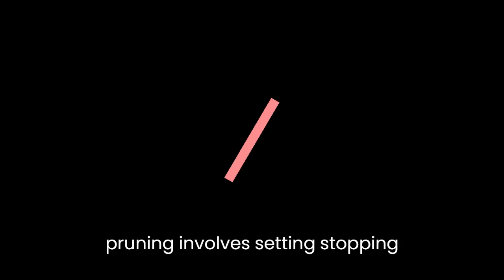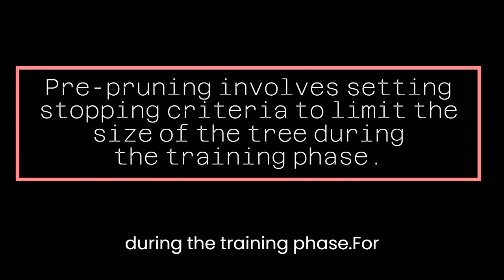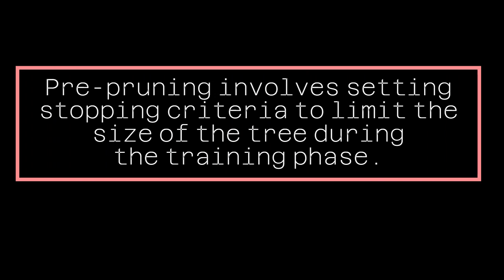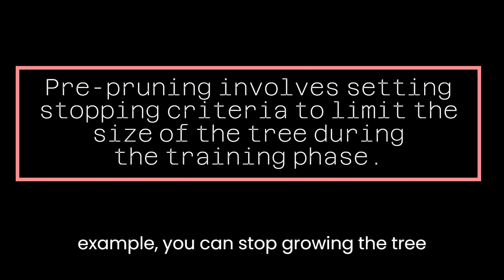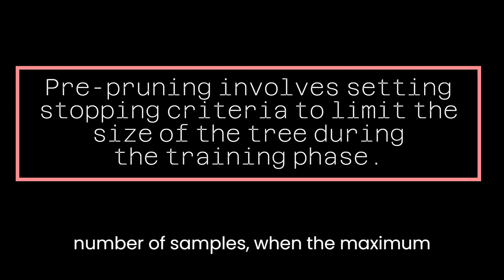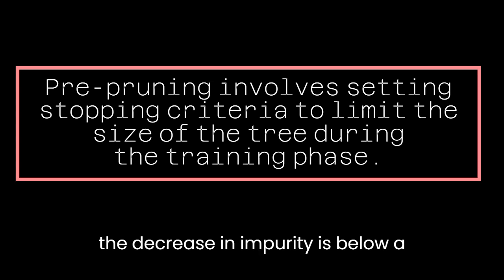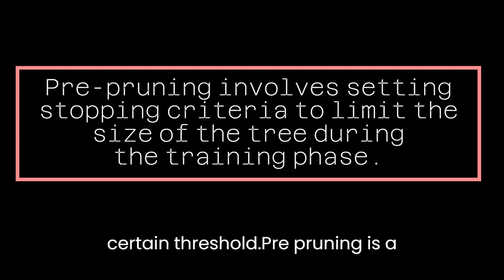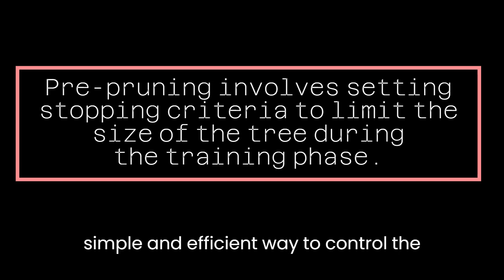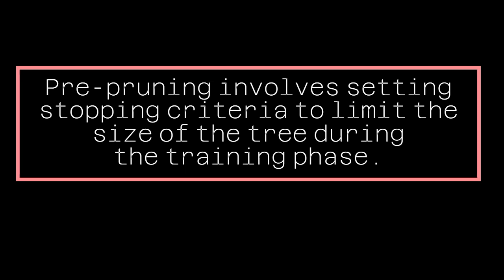Pre-pruning. Pre-pruning involves setting stopping criteria to limit the size of the tree during the training phase. For example, you can stop growing the tree when a node has less than a certain number of samples, when the maximum depth of the tree is reached, or when the decrease in impurity is below a certain threshold. Pre-pruning is a simple and efficient way to control the size of the tree and prevent overfitting.